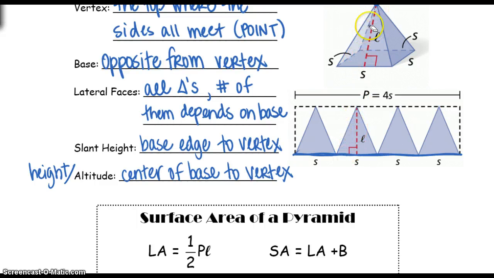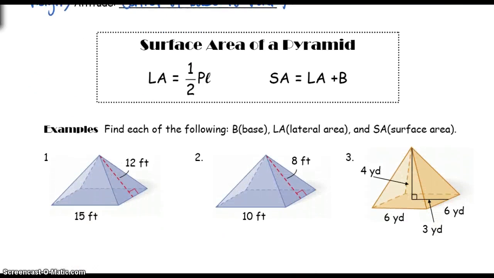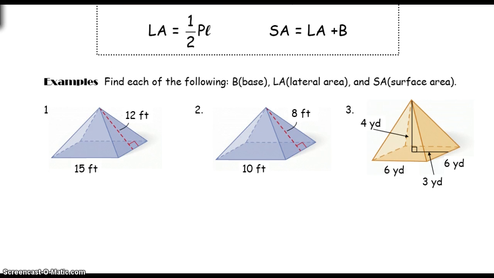It's the height of the triangle, but the slant height of the pyramid. Okay, I know that can get confusing. So we have lateral area and then surface area. This should be really familiar. When we had prisms, it was lateral area, which are the sides, plus 2 bases, because all prisms have 2 bases. But now we only have 1 base. So it's lateral area plus the one base.